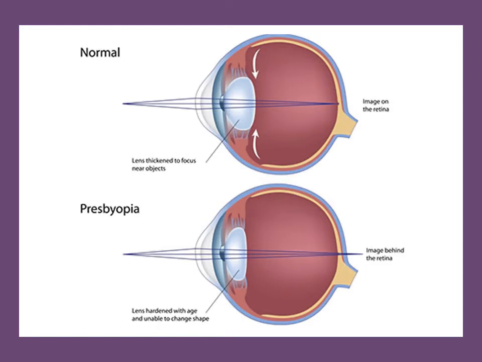Normally, we can quickly shift focus from a distant object to a near object. However, as we age, because of the loss of elasticity of our crystalline lens, we start to lose this ability. This now is what we call presbyopia.